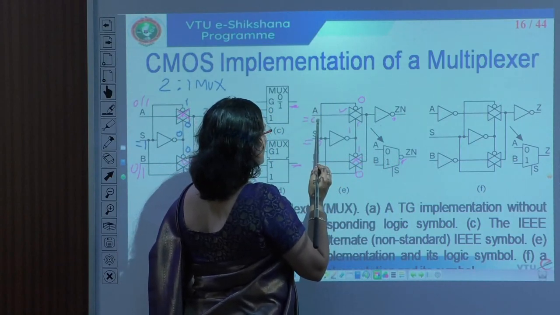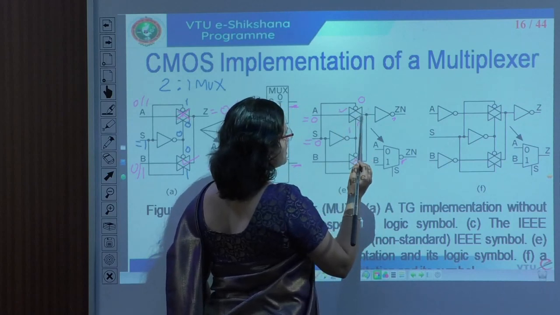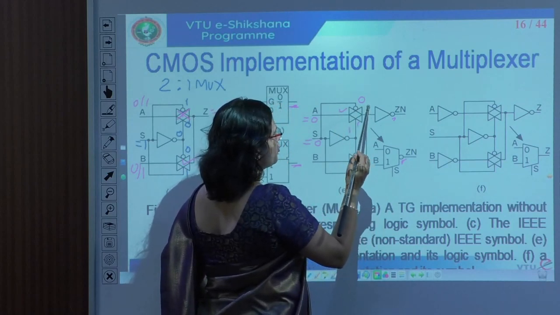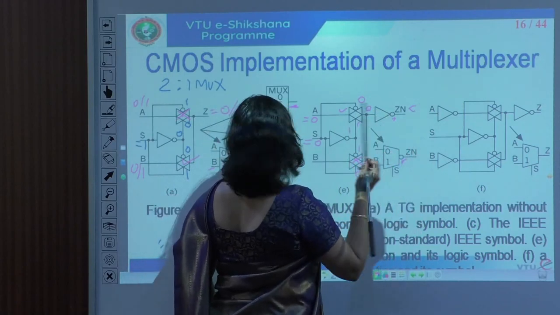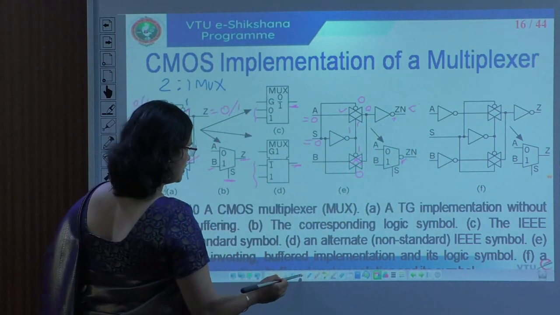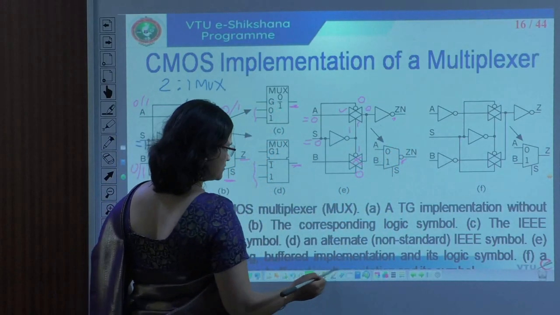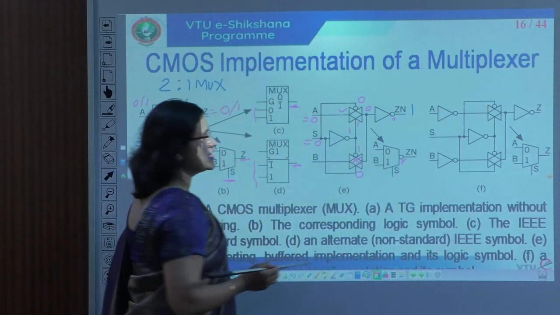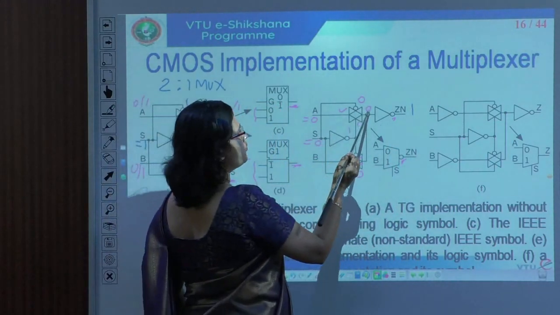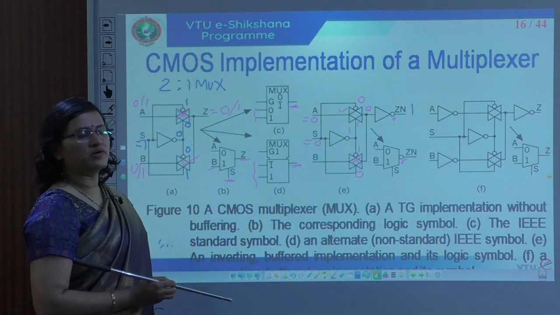Suppose we give A equal to 0. At the transmission gate output, we get 0. But due to the inverter, we get the output as 1.